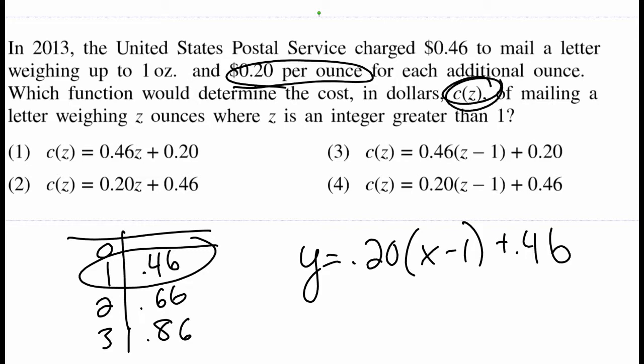And don't forget, use the variables that are given. They called it c of z. Tomorrow, if I ask you to write c of z, I don't want to see y equals. I want c of z equals, and I don't want x, I want z. So the answer is choice 4.